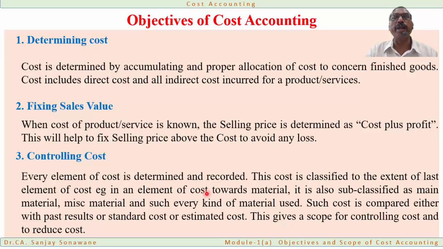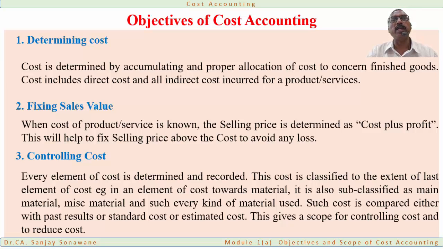If you want to find out the cost of material, then in material also you classify as main material, miscellaneous material. So each and every element of cost is important for us. Each and every cost of the material is important for us. So when you know what your cost is, you can compare this cost with the competitor's cost. If our cost is higher, then we'll try to control the cost.